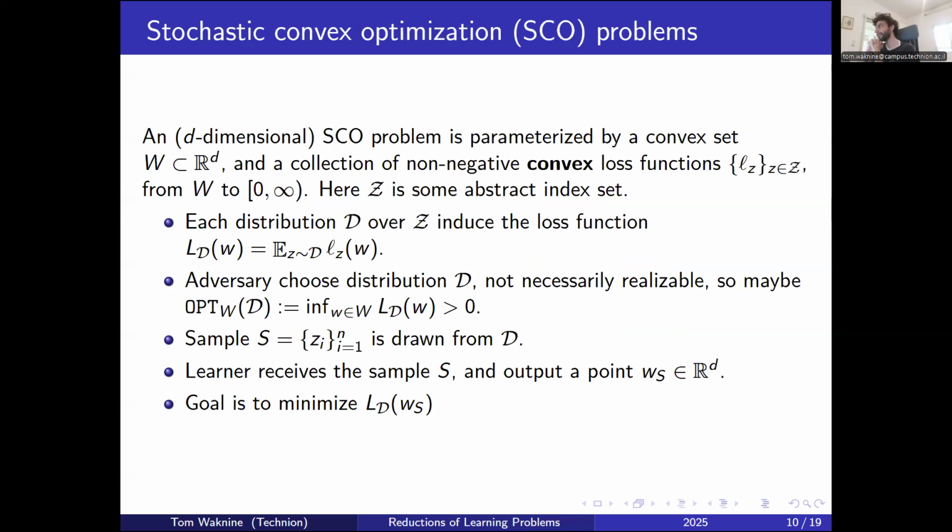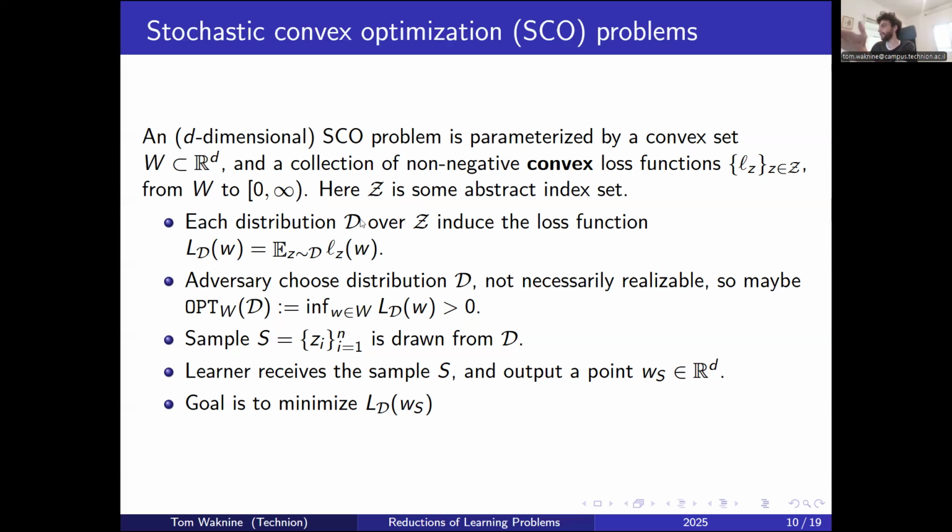Now, stochastic convex optimization is very similar. The main difference is that now we assume that our loss functions are convex. I don't assume what they are. They can be any functions they want, but they need to be convex loss functions from some convex set W in R^d to [0, infinity). I assume they are positive. Here Z is just some abstract index set. The important part is that I have a collection of convex loss functions, and the parameter space W, which is in R^d.